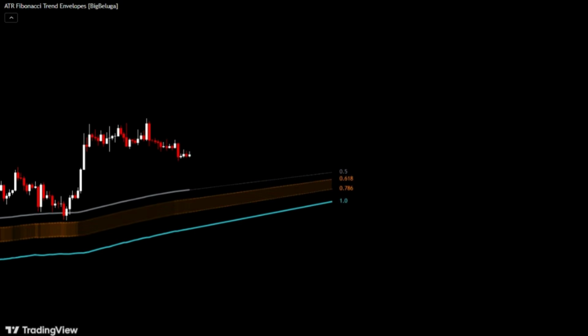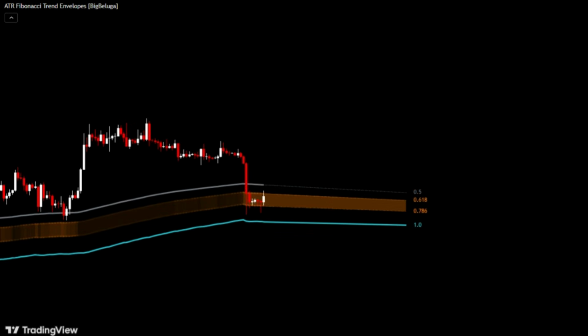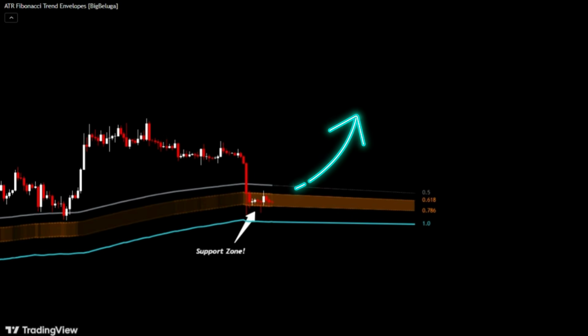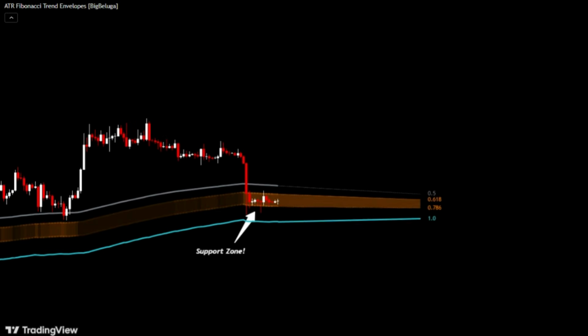Let me show you an example. In this case, price moves lower and enters the pocket zone. Since this area is being identified as a potential support zone, some traders may watch for signs that buyers are stepping in and that the existing uptrend could continue.